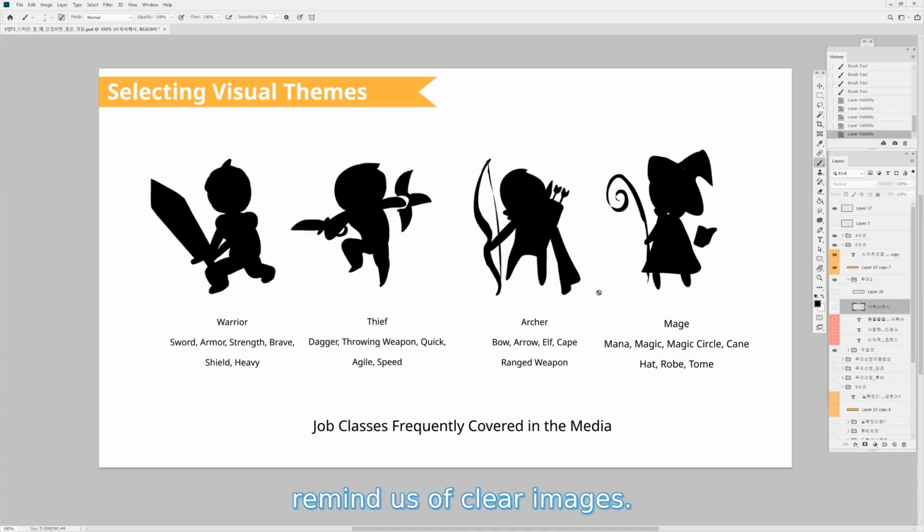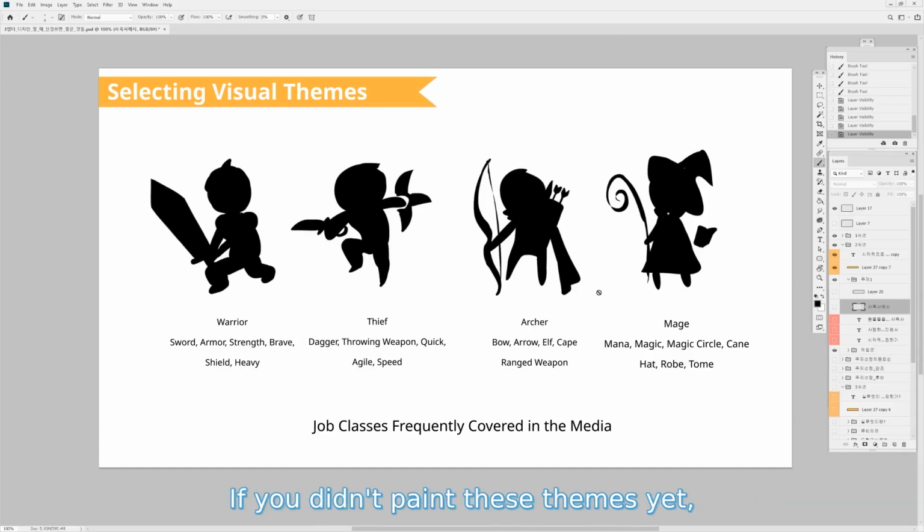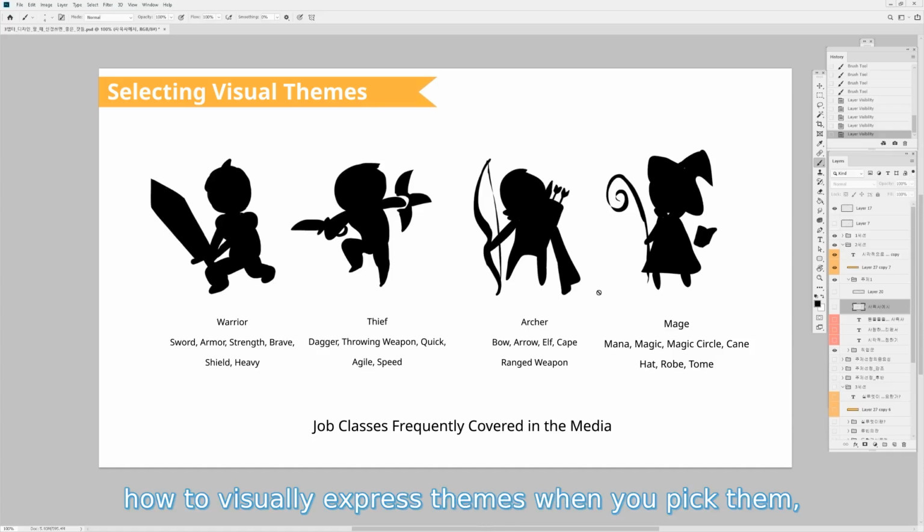These classes remind us of clear images. It's also clear how these job classes feel. So, they're the most recommended themes for beginners. If you didn't paint these themes yet, and you're having trouble choosing themes, I recommend that you paint these themes. If you consider how to visually express themes when you pick them, you can make designs easier.